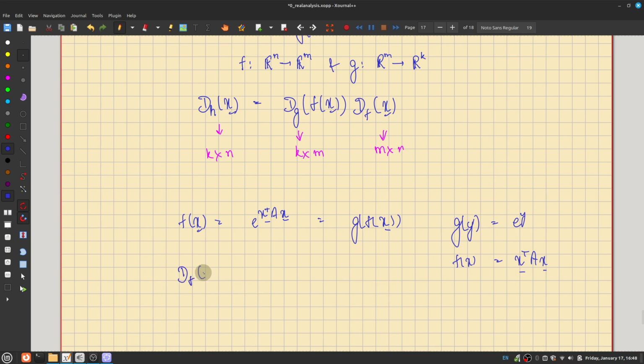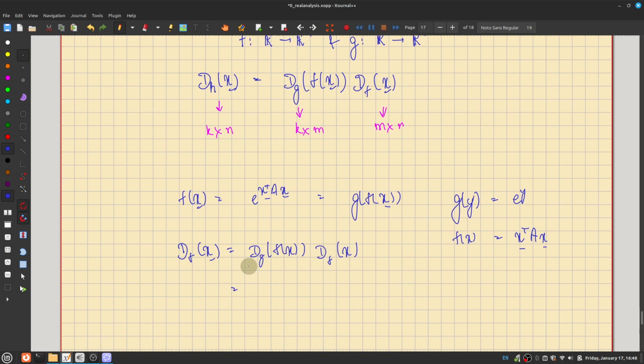What is the derivative of f going to be equal to? It's the derivative of g evaluated at f of x times the derivative of f evaluated at x. What is the derivative of g? It's e to the power y, and you evaluate it at y equal to f of x, which is x transpose Ax. So this is just e to the power x transpose Ax times the derivative of f evaluated at x. What is the derivative of f? You've just seen that this is equal to x transpose times A plus A transpose. This is much simpler.